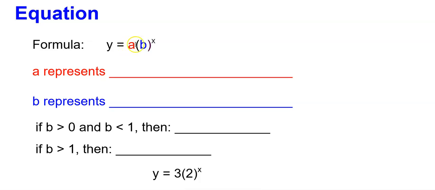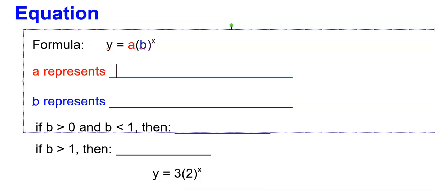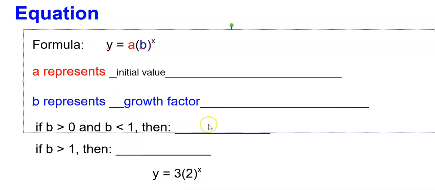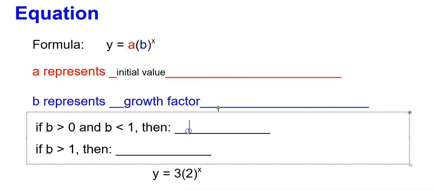In our equation, we're going to use those a and b. A, again, is the initial value, and b represents the growth factor. If the b value is greater than 0 but less than 1, then it will be a decay. If the b factor is greater than 1, then it will be an exponential growth.